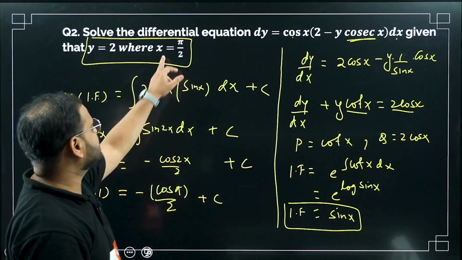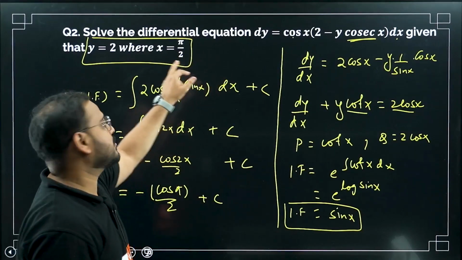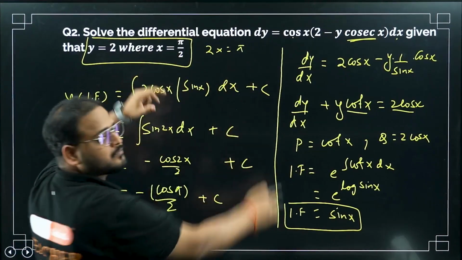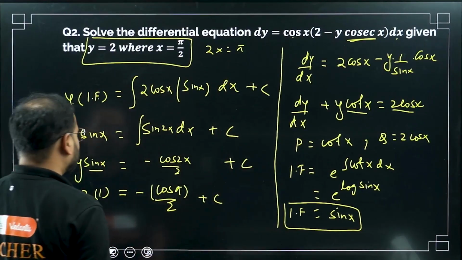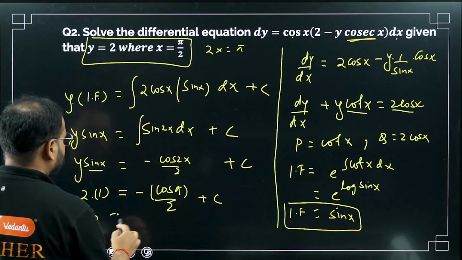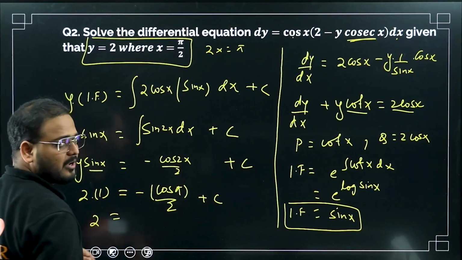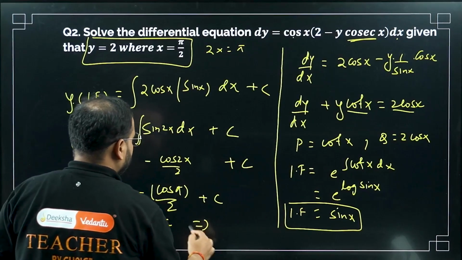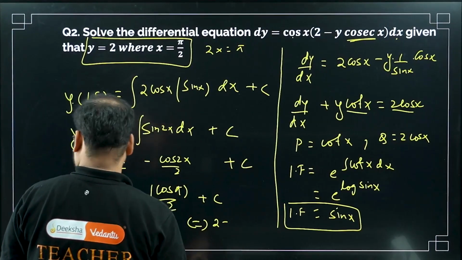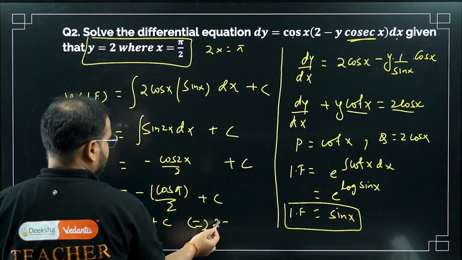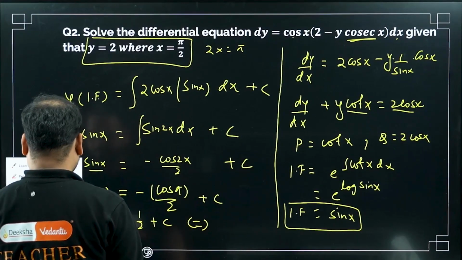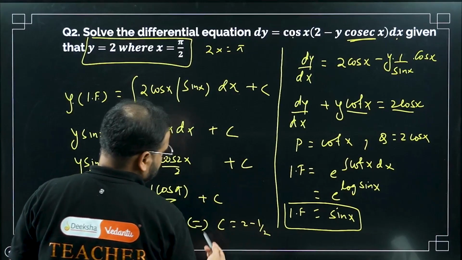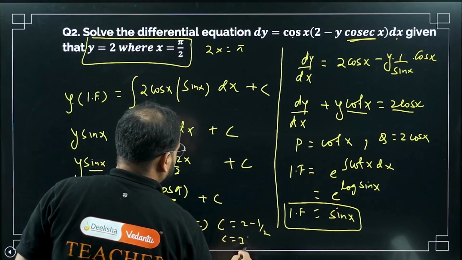Correct? Pi by 2 is x. So 2x will be how much? X is pi by 2, so 2x is simply pi, no? So cos pi is how much? Minus 1. So what is going to be? 2 equals, minus of minus 1 is how much? Plus 1. So plus 1 by 2. What is the c value then? C value is 2 minus 1 by 2. How much is that? 3 by 2.